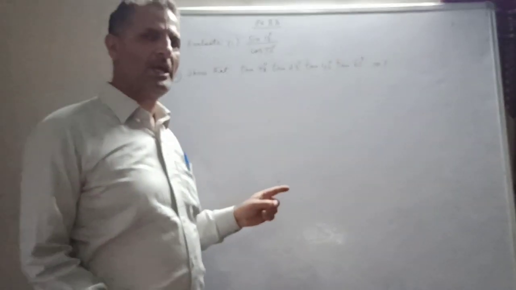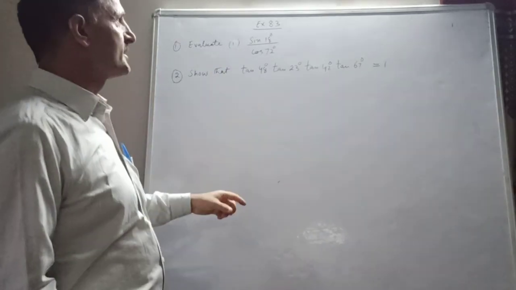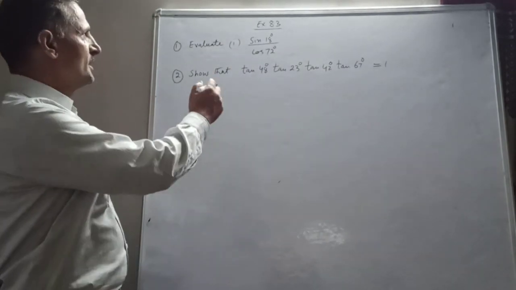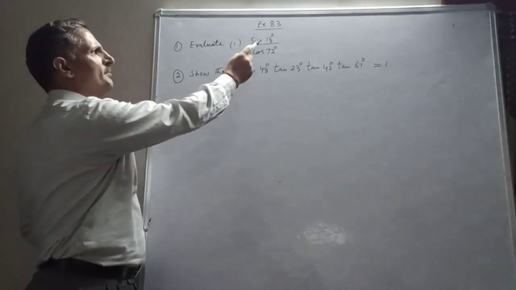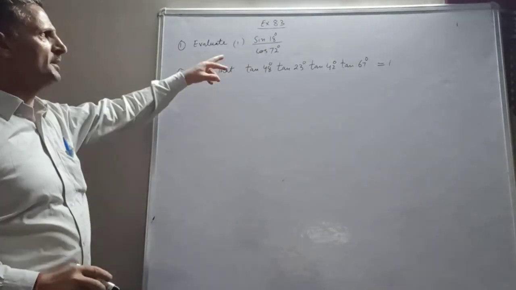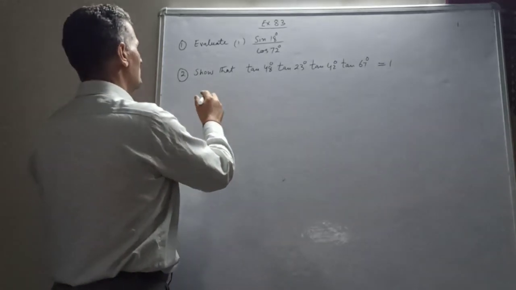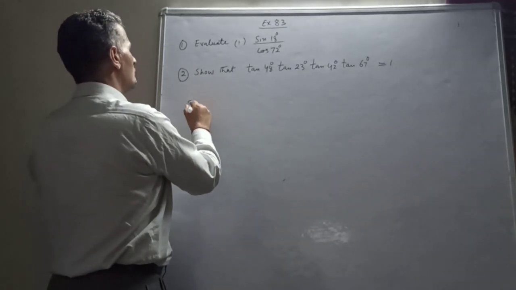Now children, we will apply the concept of complementary angles here in this question. This is exercise number 8.3. Evaluate sine of 18 degree by cos of 72 degree. You have to evaluate this by using the concept of complementary angles here. You see, this is the solution of question 1.